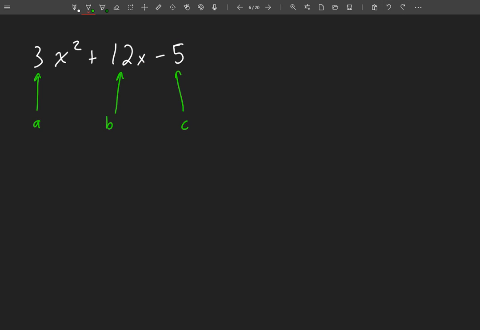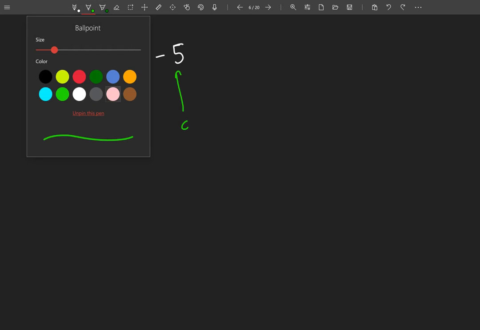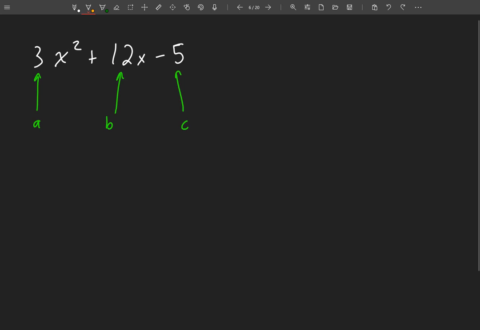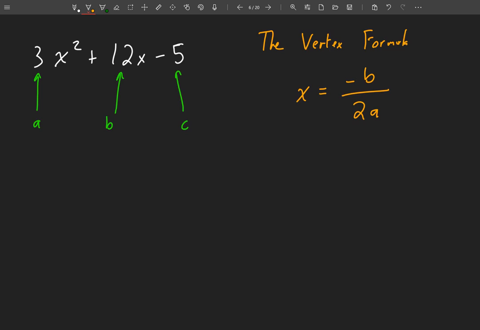All right, now that we know what the parts of a quadratic are, we can actually use a formula to find the vertex. So here it is officially, finally, the vertex formula. And remember, it's only going to tell you the x, so we write x equals. That's because this formula only gives me the x part of the vertex. x equals negative b divided by 2 times a. Very, very simple formula.